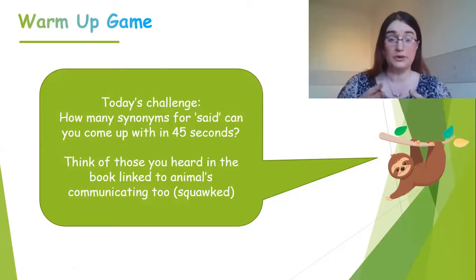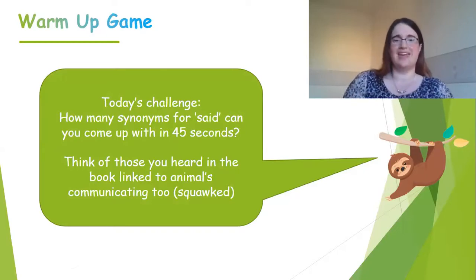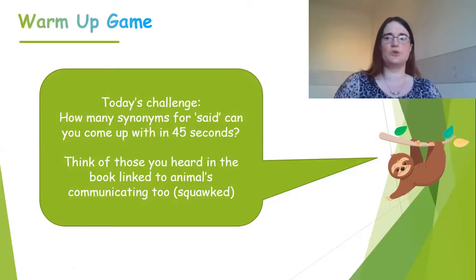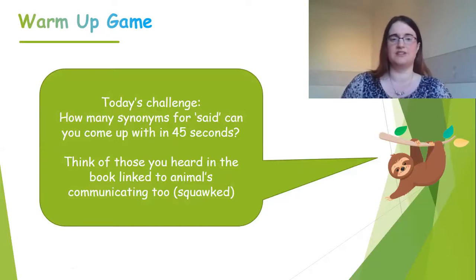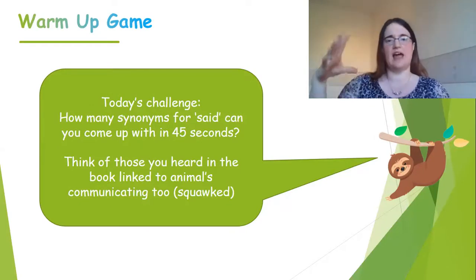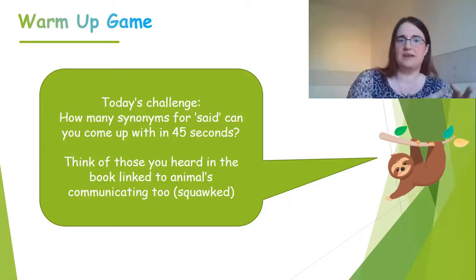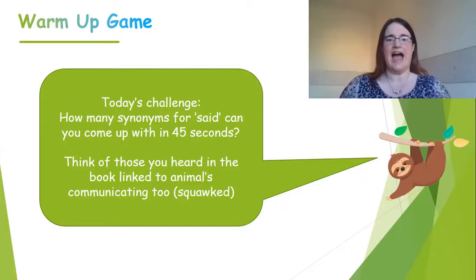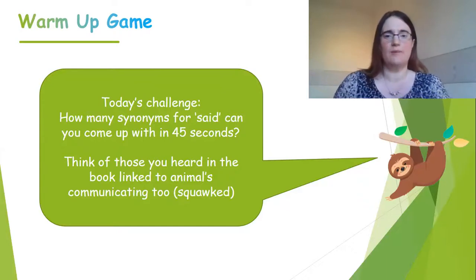And there were lots in the book that we've been reading. It even used animals' ways of communicating. So rather than saying said, we had squawked when we were looking at the birds. So I want you to see how many of those type of words you can come up with. Think about speaking quietly, speaking loudly, speaking when you're really happy, speaking when you're really sad, and see how many different words you can come up with that we could use instead of the word said.